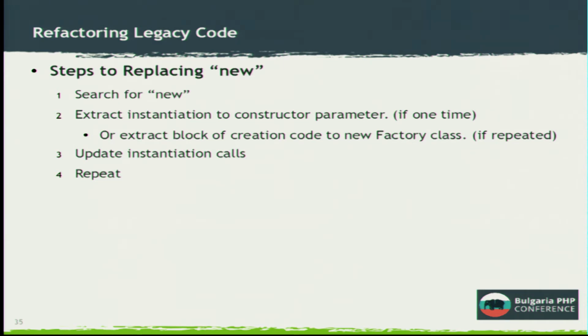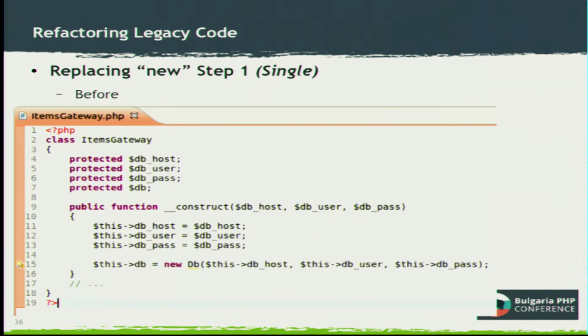We start looking. As the second step, we're going to extract that instantiation into a constructor parameter if it's a single use case or if it's only using it once. If it's using it multiple times, then we're going to extract that out into a factory class and call it that way, so that we can dependency inject it in. And then we're going to update the instantiation call, and then we're going to repeat as necessary until we clean them all up. So as an example, let's look.